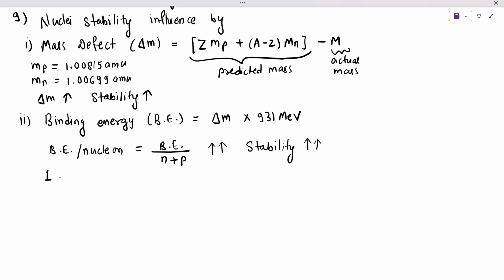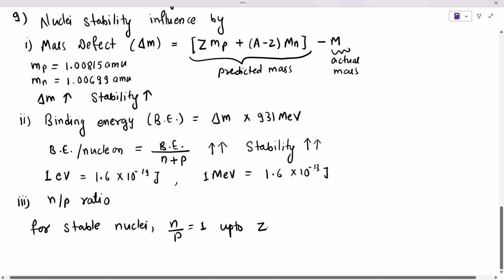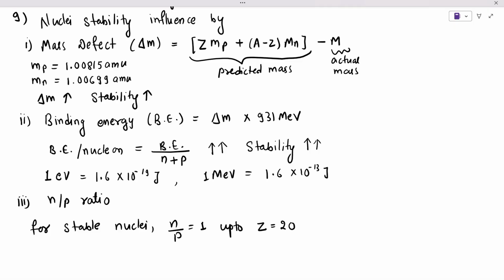If we get value in electron volt, we can convert it into joule. 1 electron volt means 1.6 into 10 to the power minus 19 joules, and 1 mega electron volt equals 1.6 into 10 to the power minus 13 joule. Then the third factor is neutron by proton ratio. For stable nuclei, neutron by proton ratio is equal to 1 up to Z equals 20.